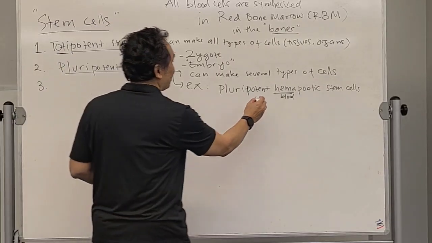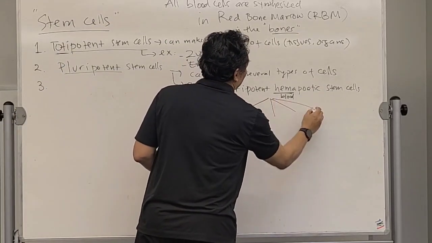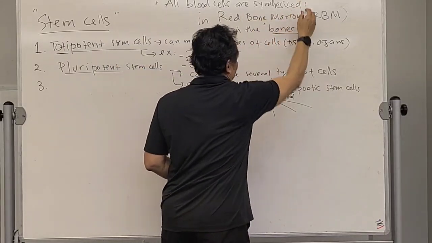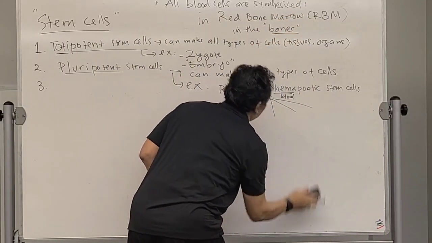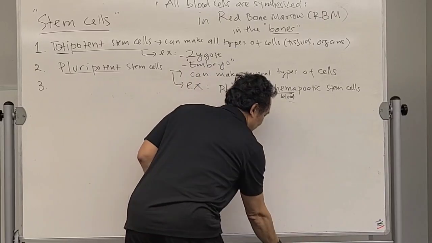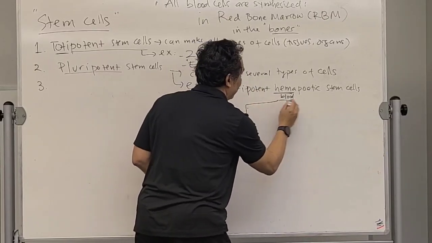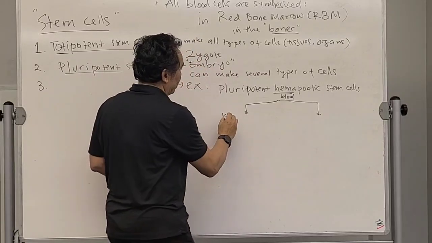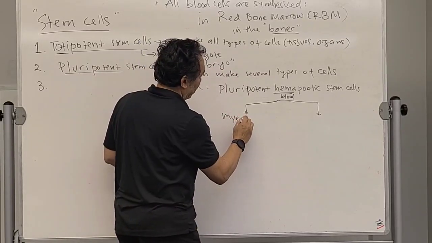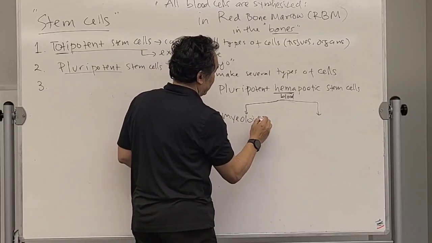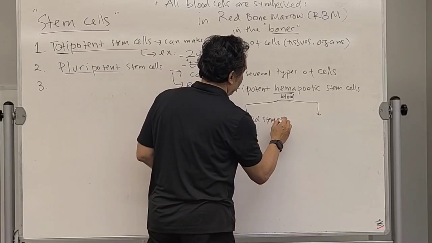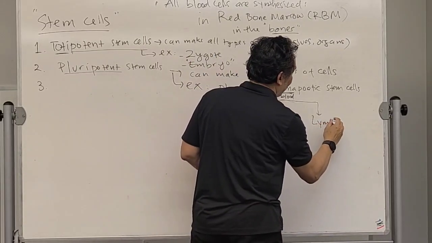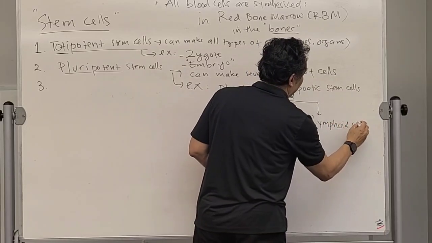So from this pluripotent stem cell, this is blood cell. It can make two lines of stem cell. The first one is called the myeloid stem cell, and the second one is called the lymphoid stem cell.